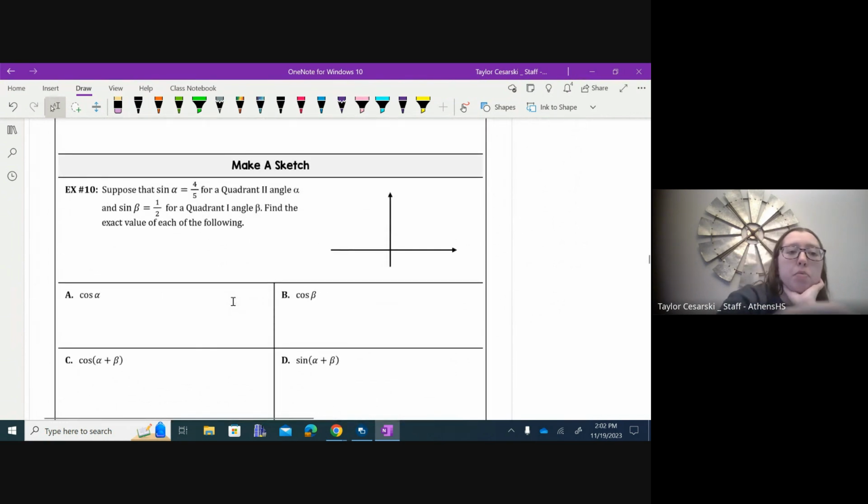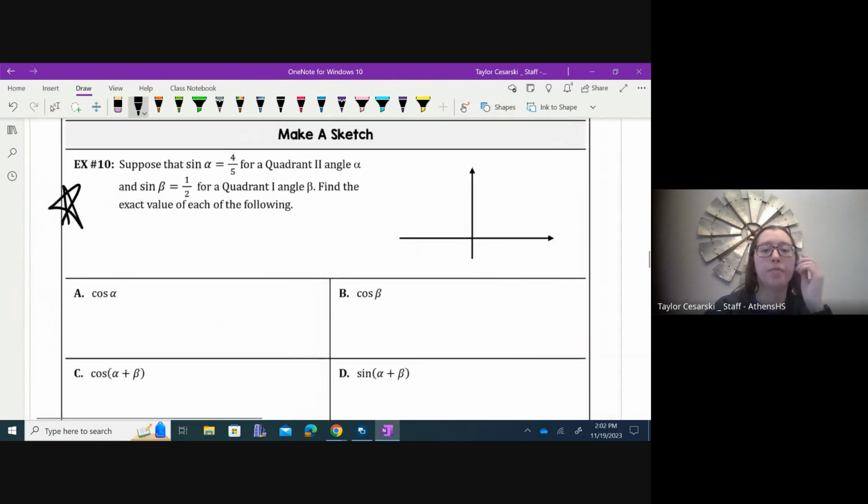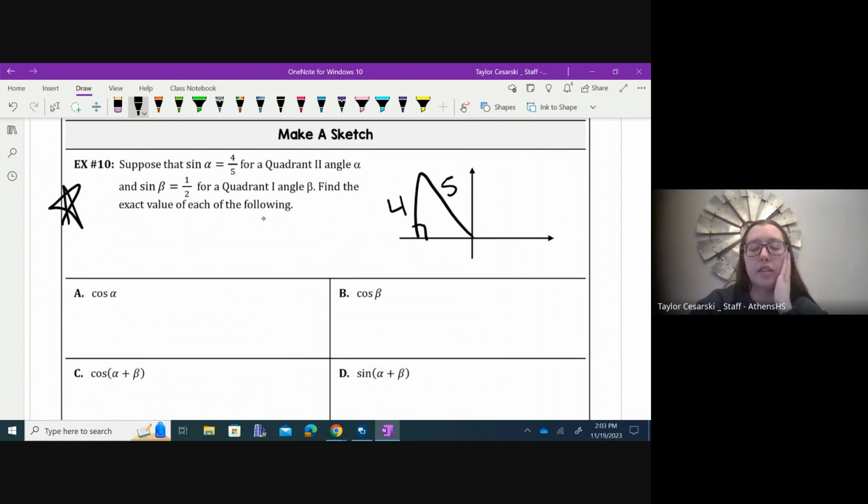Example 10 is a really important one. You do see these a lot, so I'd make sure that you understand what's going on here. It says, suppose that sine of A, or alpha, is equal to 4 over 5 in quadrant 2. So I'm going to draw myself out a little triangle, opposite over hypotenuse. I'm going to go ahead and find that third side. A lot of you probably know that that's a 3, 4, 5 triangle, so that side will be 3.